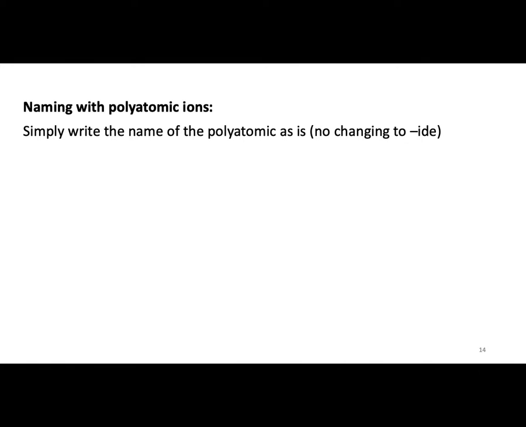Okay, so how do we write the names with polyatomic ions? It's actually pretty easy. You just have to write the name of the polyatomic ion just as you see it on the paper. Do not change the ending to IDE. So for example, CaCO3, we're going to recognize, hey, there's a metal at the front. This is an ionic compound with a polyatomic ion. So I'm going to look up Ca on the periodic table, and I find it's calcium. And then I'm going to look at my polyatomic ion chart. It is carbonate. CO3 is carbonate.